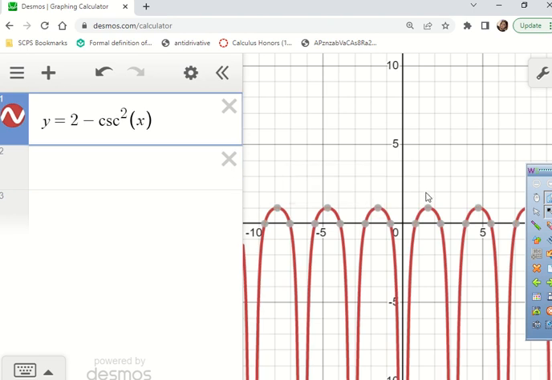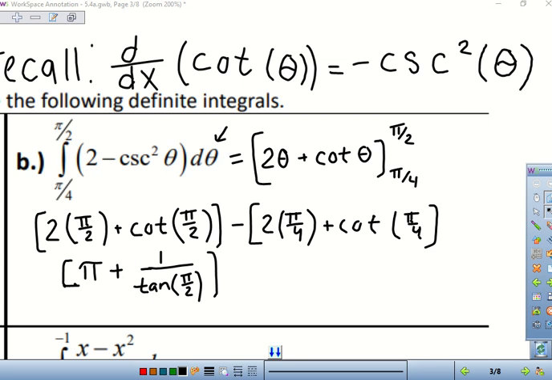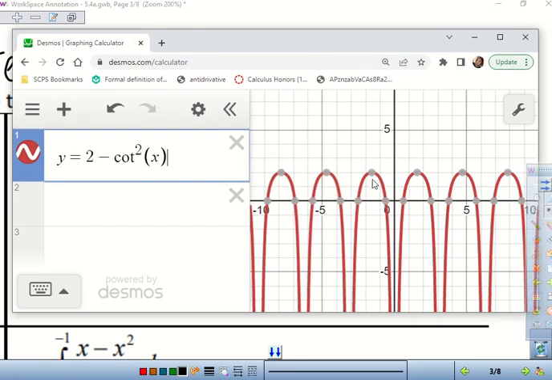Now, what you're going to notice about this graph, maybe... Oh, we're not looking at cosecant though. We're looking at cotan. That would be why the graph doesn't look the way I wanted it to. I was like, what's happening? So we have our graph of cotan squared.